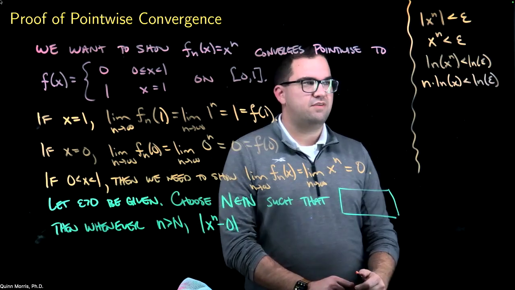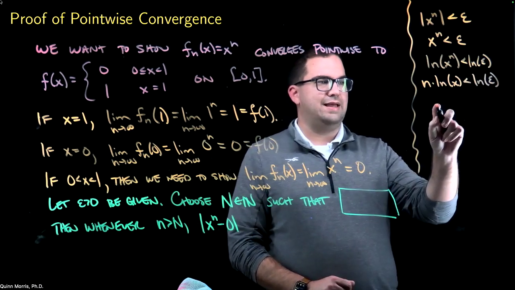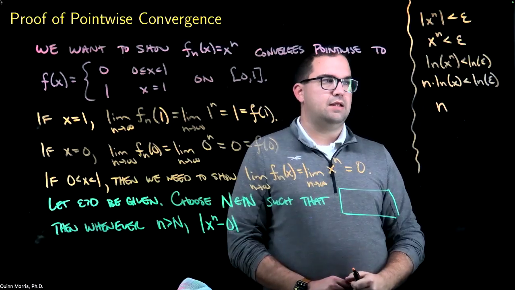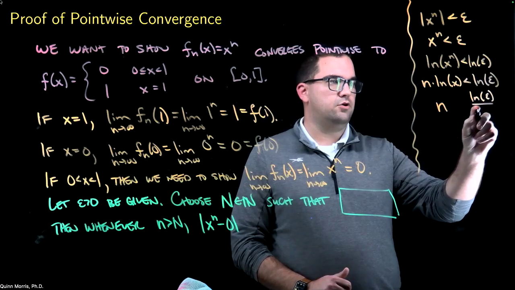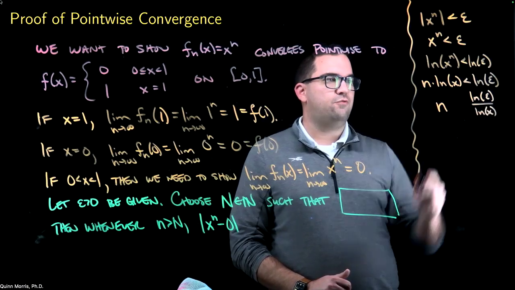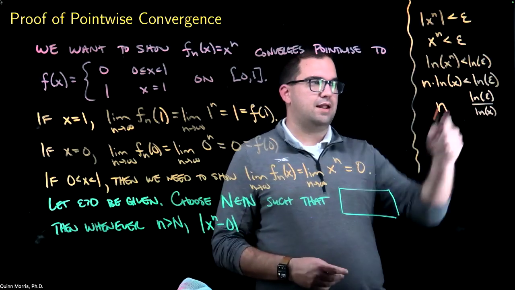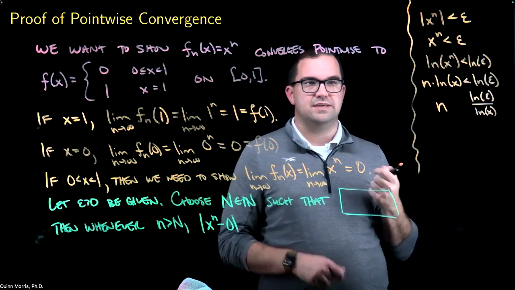And now I have to be very careful here. I want to solve for n, okay? And so I'm going to divide both sides by natural log of x. So natural log of epsilon over natural log of x. Now, if we were not careful here, we'd go, okay, we're dividing by natural log of x, that's fine, keep the inequality the same way.